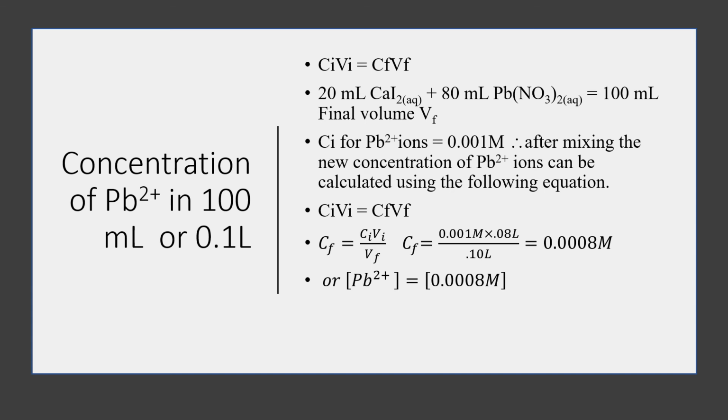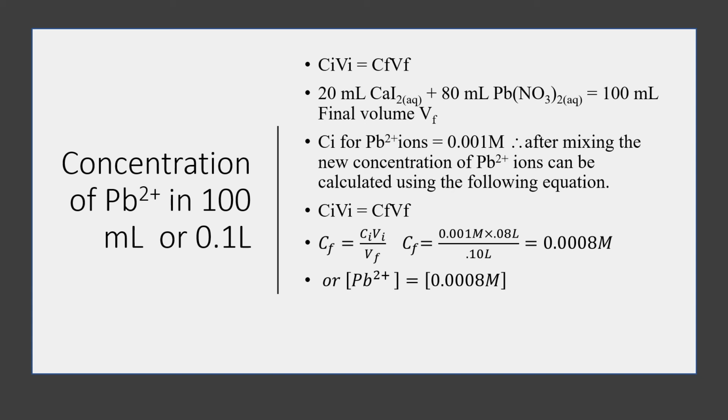On this slide, we will determine the concentration of lead ions. So the initial concentration of lead ions is 0.001. We already know when lead nitrate is dissolved in water, it produces 1 mole of lead ions for every mole of lead nitrate. Therefore, we don't have to multiply it by any number. It's just the same concentration.